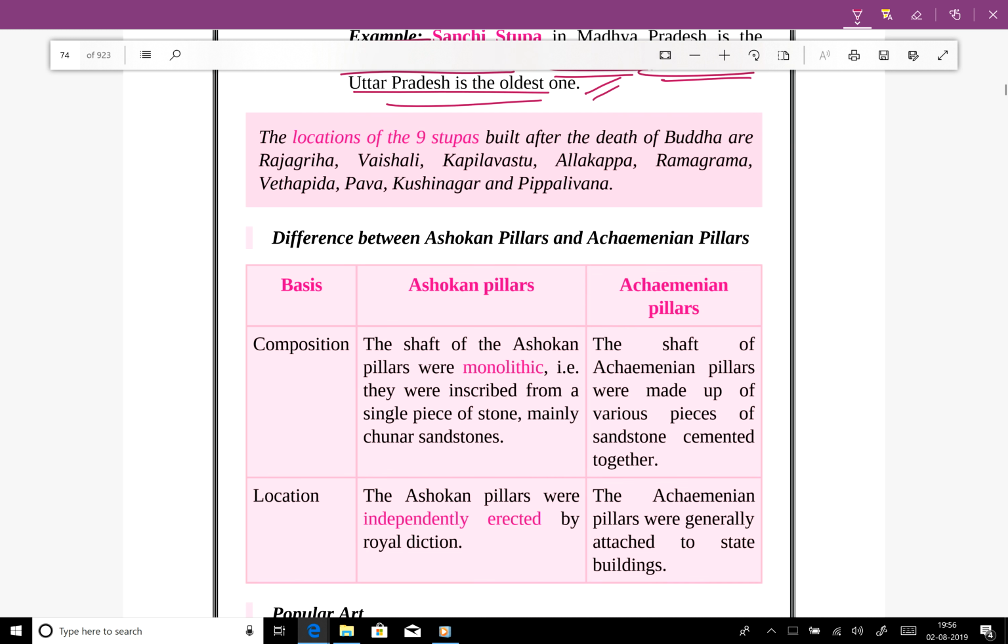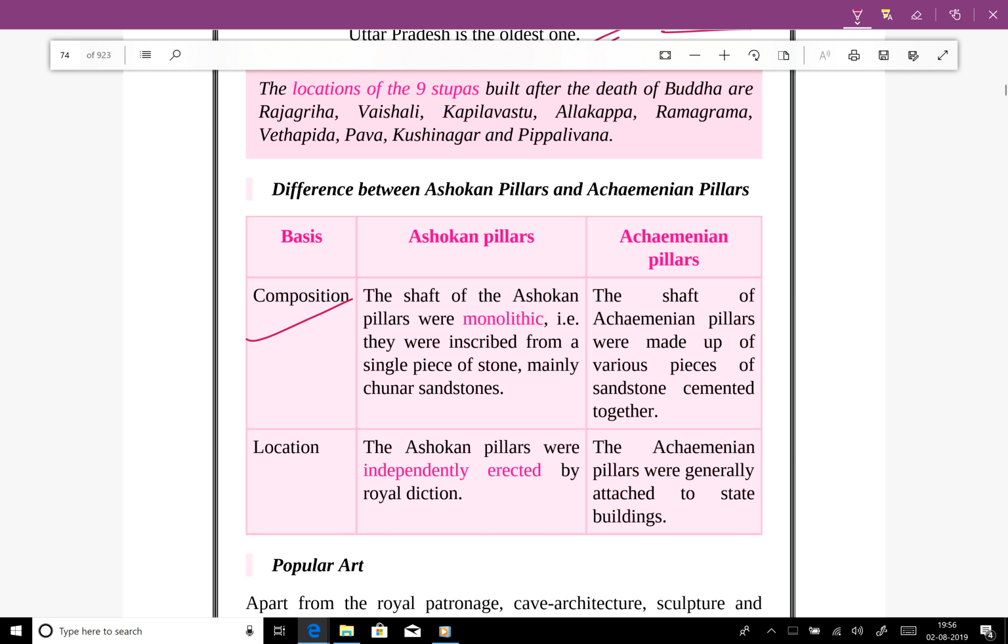Then the composition: we have seen the shaft of Ashokan pillars was monolith. Location: the Ashokan pillars were independently erected by royal diktat.